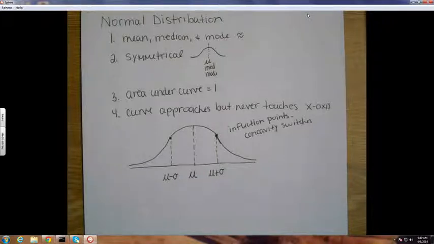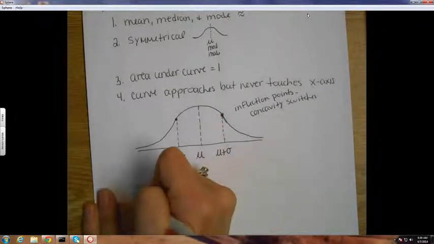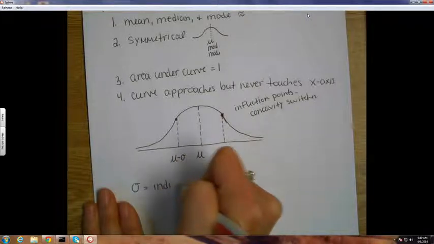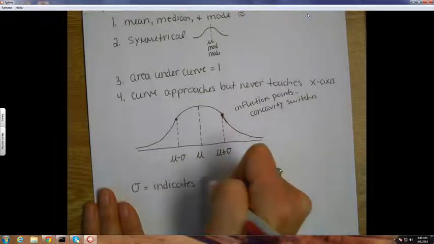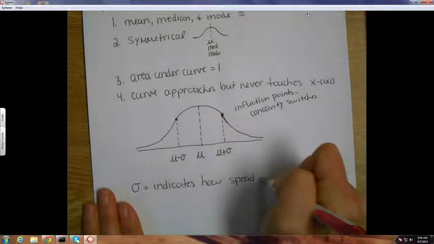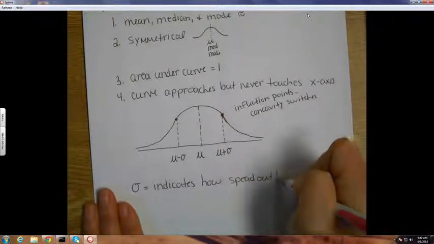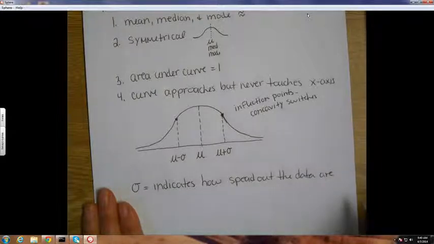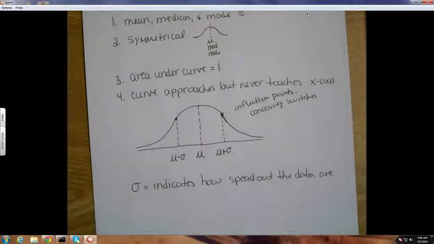Okay, what does standard deviation tell us about data again? How spread out. The bigger the standard deviation, the wider this graph gets. The smaller the standard deviation, the narrower it is. So that was a good question, Ashley. Standard deviation indicates how spread out the data are. So a small standard deviation, narrow graph.